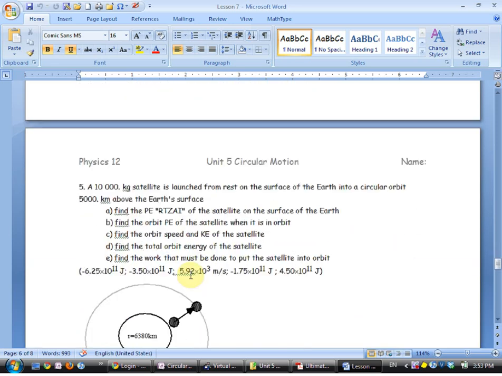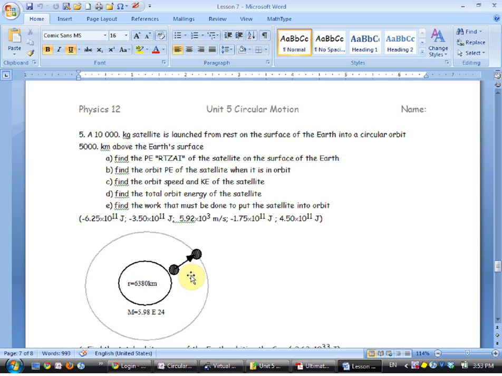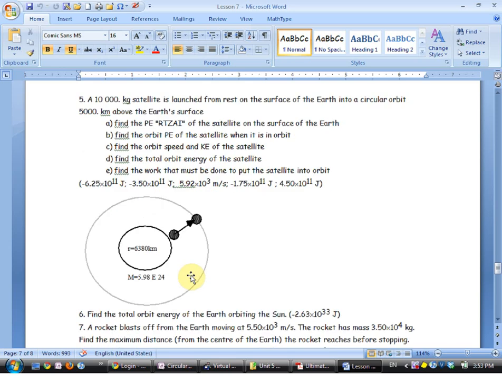Okay, so here's a classic. It's number 5 from lesson 7. We'll just talk about it. By the way, the author here uses RTZAI. That's relative to zero at infinity. What he's saying is use the cosmic potential, not MGH. That's our hint as well.